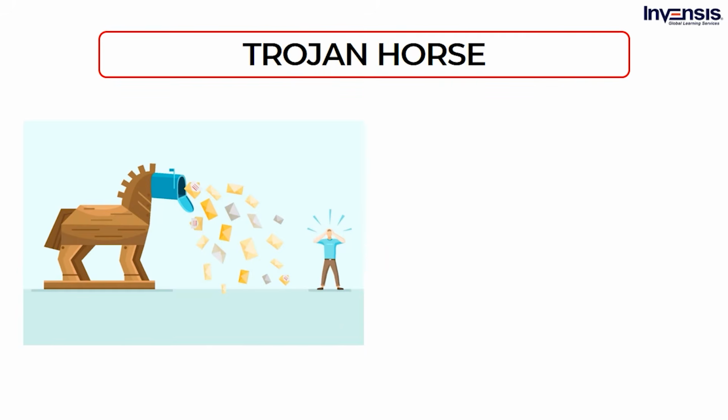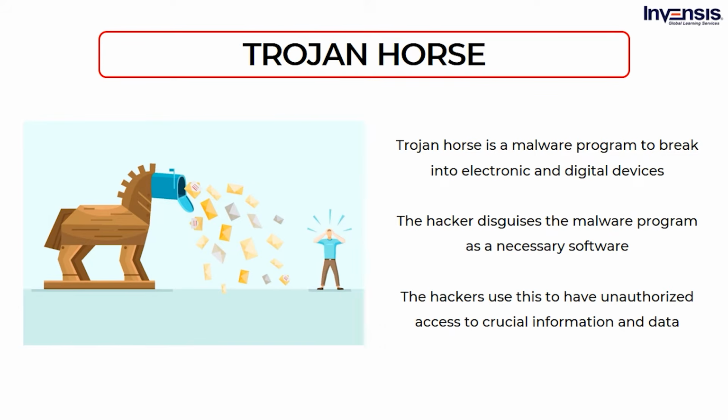We will now discuss the next type of cyber attack called the Trojan horse. A Trojan horse or a Trojan is a malware program designed by hackers to break into electronic and digital devices by disguising the program as necessary software. This type of cyber attack is quite dangerous as it helps hackers to have unauthorized access to crucial information of users, such as their credentials and financial details.